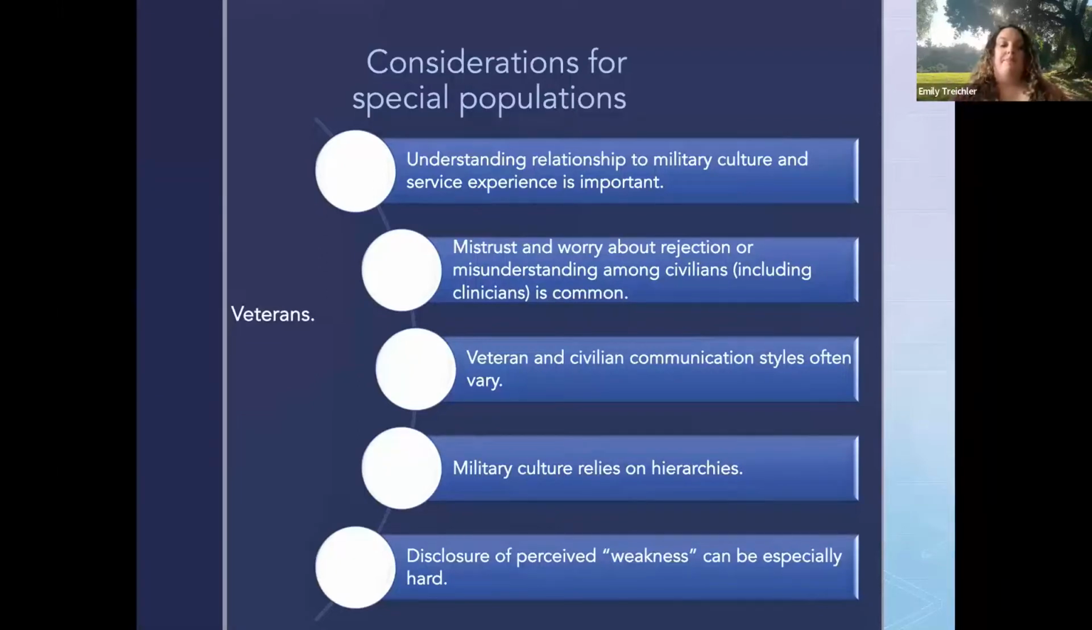It's okay to disagree. And then finally, disclosure of perceived weaknesses can be really hard among veterans and service members because of that military culture, which in some ways is an expansion of some of our other ideas about masculinity in the United States and more broadly. And so again, really establishing trust so that we have that two-way communication, and we know what's really going on with a veteran client, is really important.